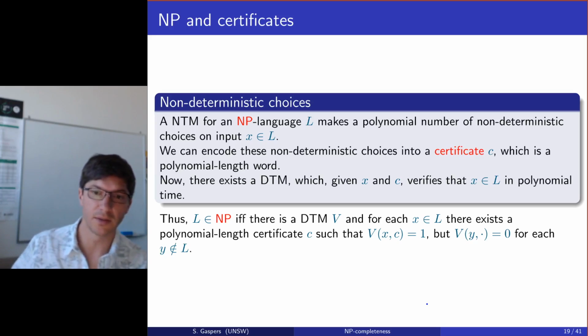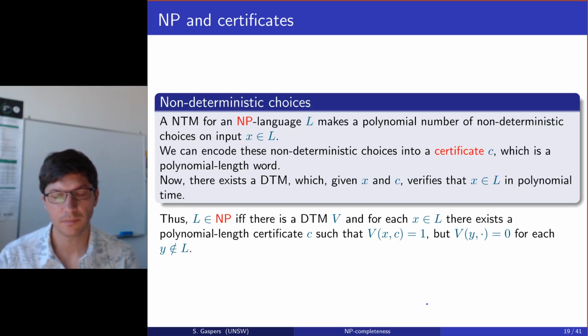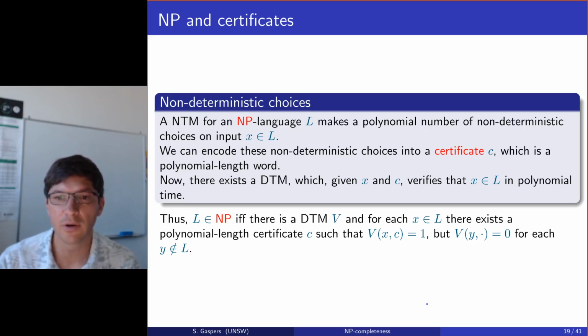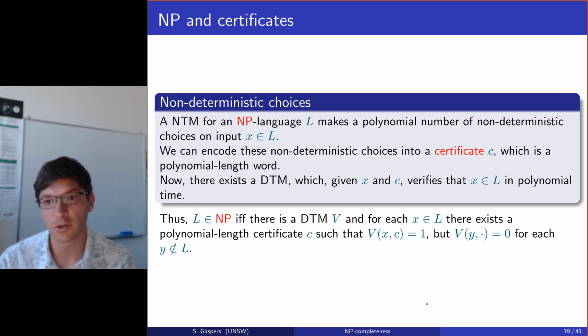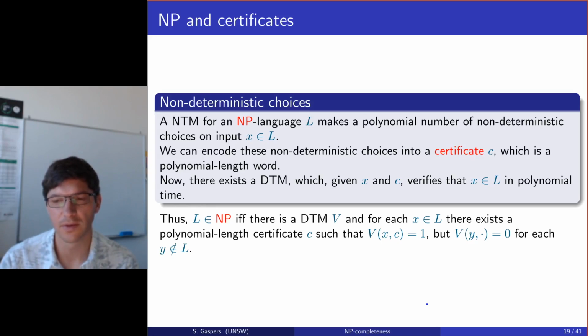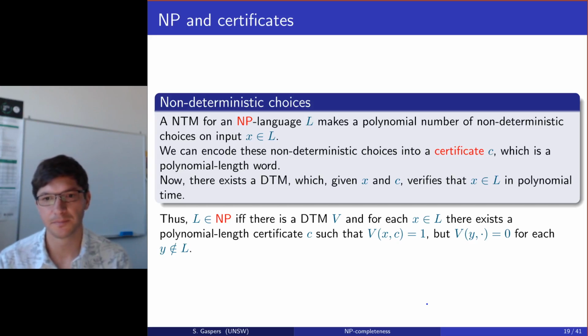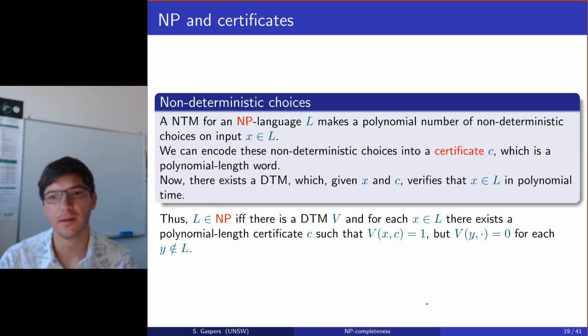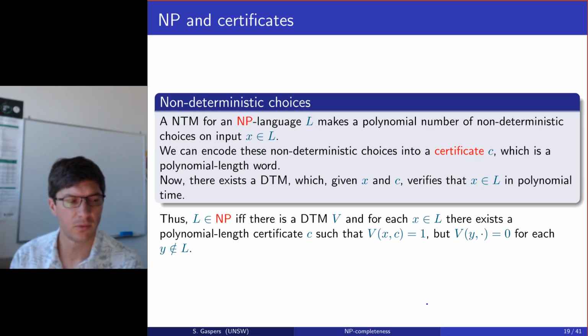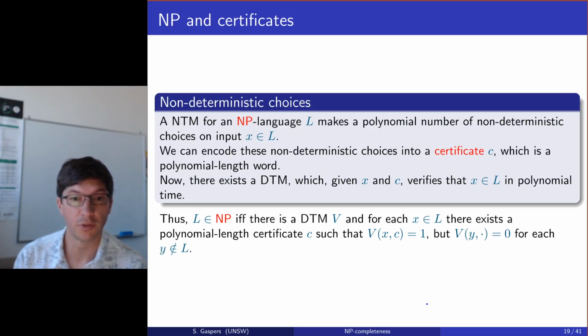But this now gives us a different definition for NP. We can say that language L is in NP if and only if there exists a deterministic Turing machine V, the verifier, and for each input word x in L, there exists a polynomial length certificate. Why is it polynomial length? Well, the non-deterministic Turing machine took only polynomial time, right? So it made only a polynomial number of guesses.